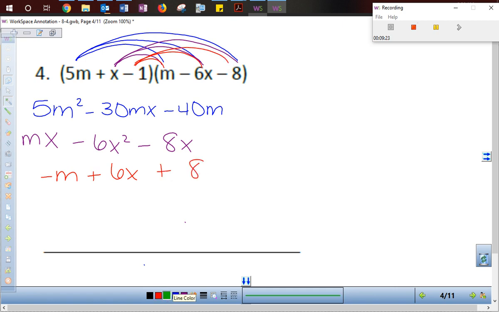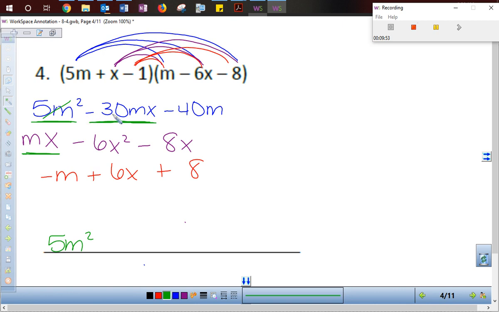Now let's see if I ended up with 9 terms. 3 in my first row, 3 in my second, 3 in my third. So I'm good. Now let's combine like terms. My first term is a 5m squared. I don't see any other m squareds in my problem, so I can just bring it down and cross it out. My next term that I see is a negative 30mx, and to combine it with other like terms, it has to have both an m and an x raised to the first power. In the second row, I have a 1mx, but that's all.